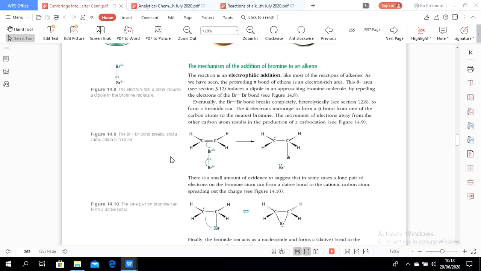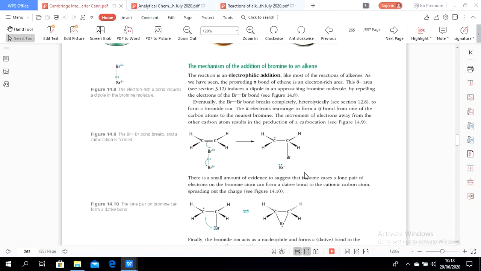Like I told you, there is a repulsion. The high electron density repels the electrons in the bromine. We know that bromine is an electronegative atom, but in this case this electron repels the electron in this bromine. That makes the electron in this bromine move to the other bromine. That makes the electrophile attracted to the carbon, because the carbon can provide the electron for the electrophile.